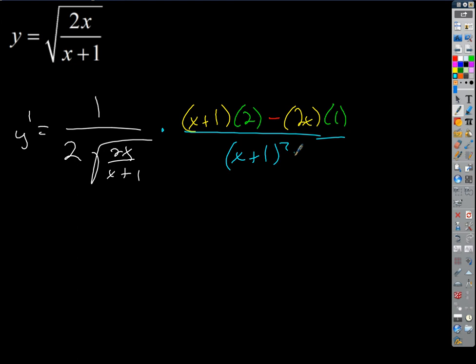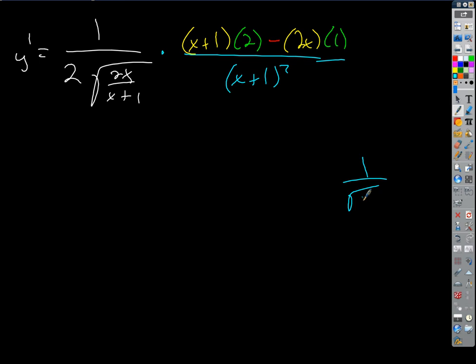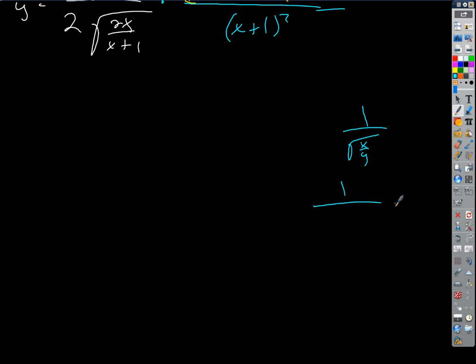bottom squared, right? Okay, so what's it mean to have 1 over? How can I simplify that part? What is the reciprocal of the square root of 2x over x plus 1? Yeah, but what's that mean? Like if I've got, let's just focus on that part. What if I've got 1 over the square root of x over y? What's that work out to be? If I have the square root of a quotient, I could just split that up. You don't have to do all these steps, but I want you to see how it works. I could break that up into 1 over the square root of x over the square root of y, right?